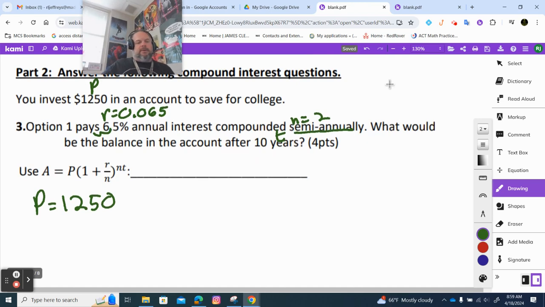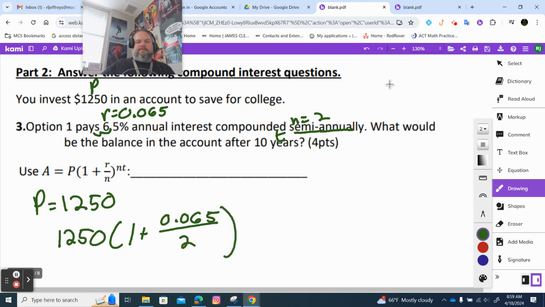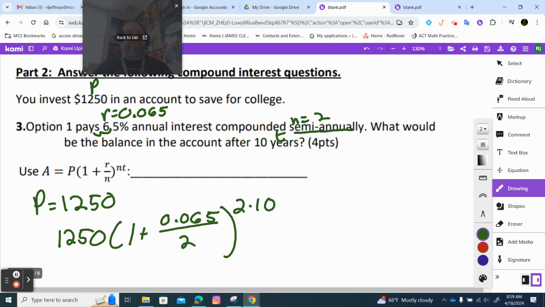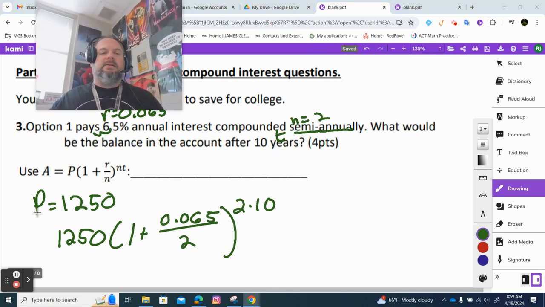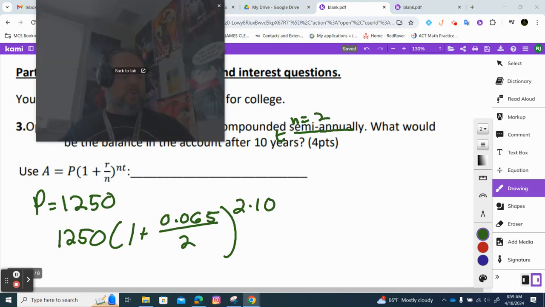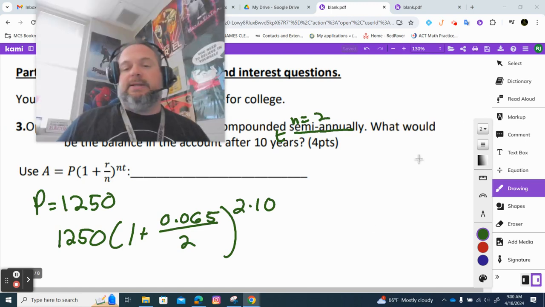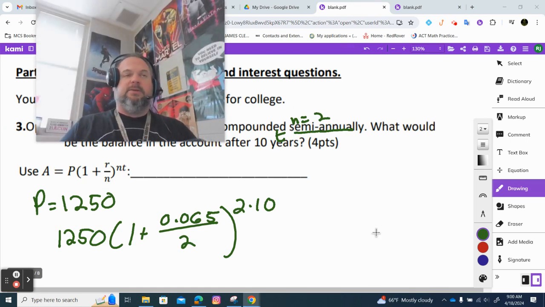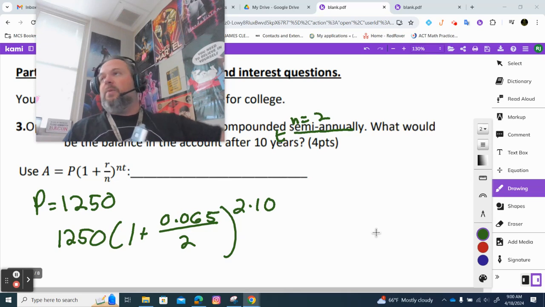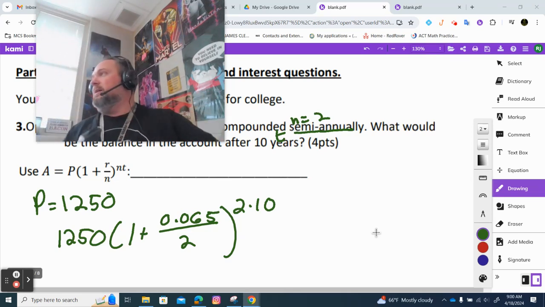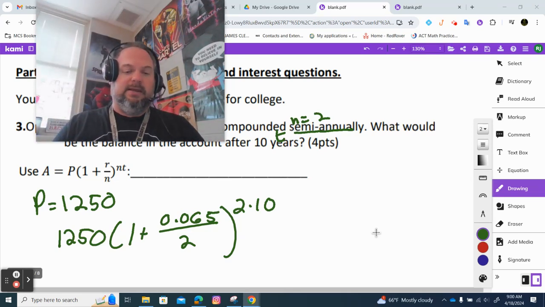So using the formula, 0.065, this would be 2 times 10. Now, again, 2 times 10 is 20. So me personally, WWJD, what would Jeffries do? I would actually type in 20 instead of doing that right there.